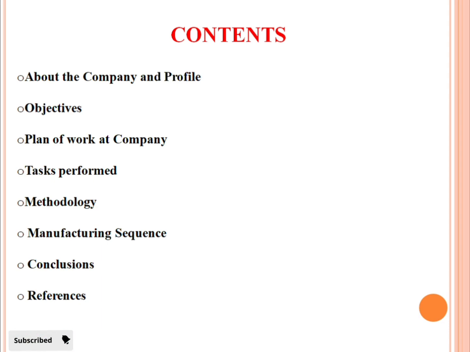Methods engineering in the aerospace industry mainly focuses on optimizing the manufacturing processes, improving efficiency, ensuring safety and quality, and also integrating automation technologies. So these efforts contribute to the overall competitiveness, reliability and success of aerospace companies in designing and manufacturing aircraft and related components.